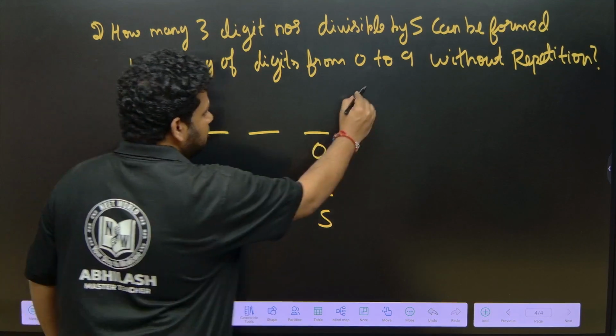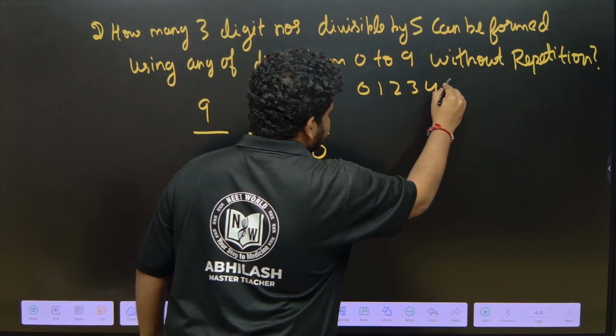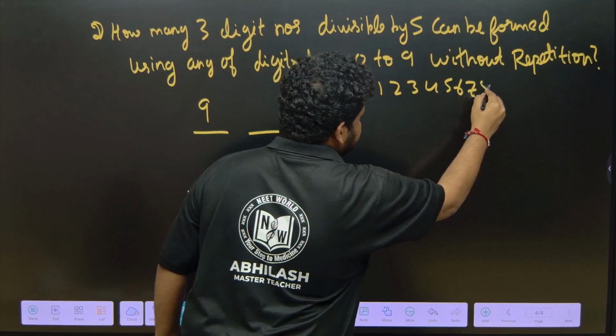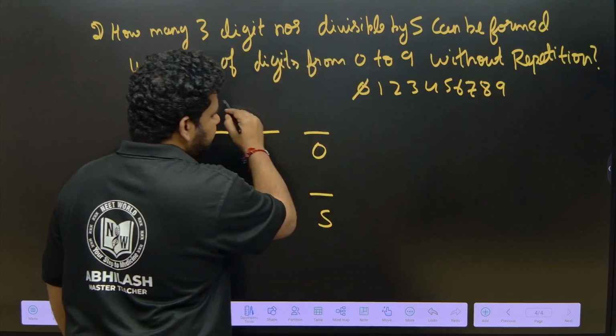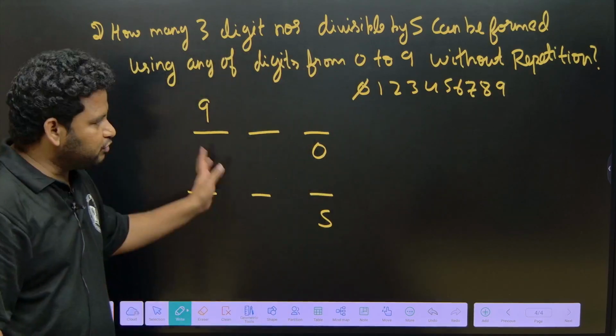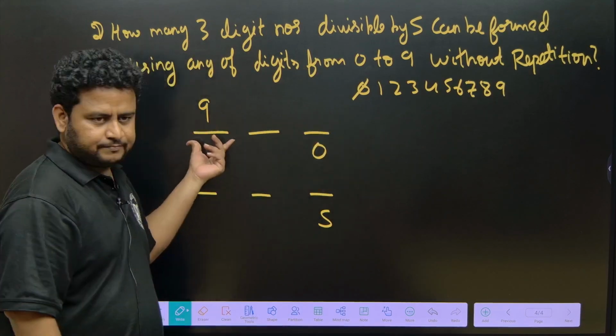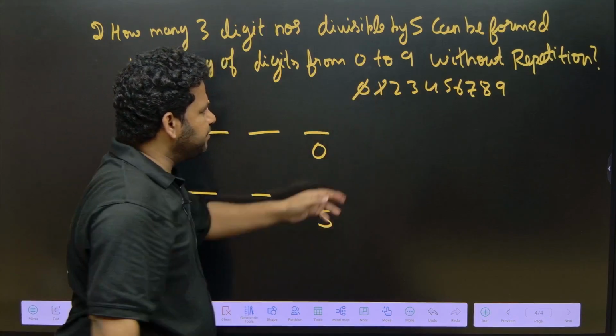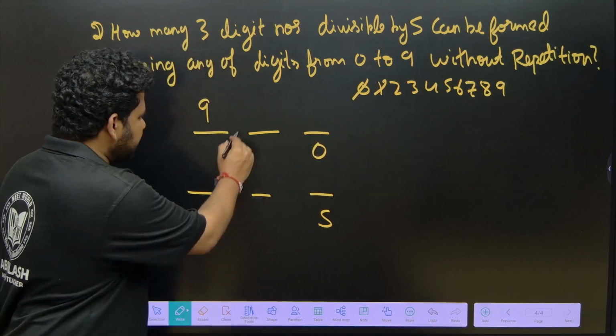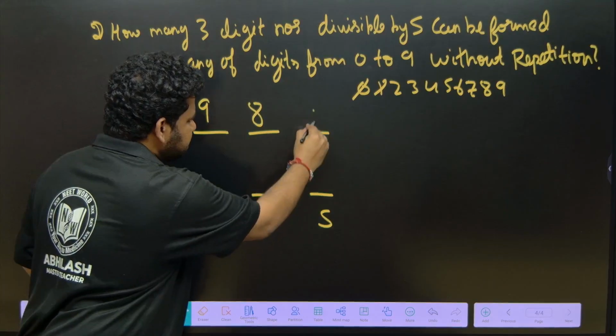Let me write it: 0, 1, 2, 3, 6, 7, 8, 9. For some time, till you understand, write it. 0 is gone, remaining how many are there? 9. Out of these 9, any number can be fixed here. Let me fix 1 only. Now how many numbers are there? 8. So I should write 8 here.